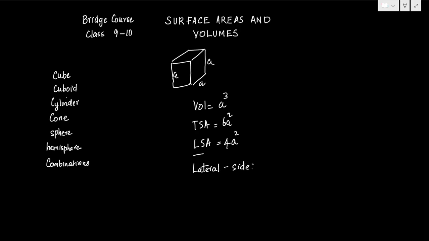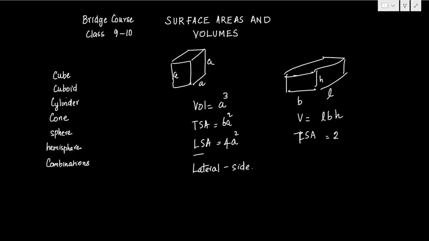Lateral surface area means side surface area. Lateral means side. Okay, so this is a cube, and of course, cuboid you must have seen so many times, so we will just go through that quickly. So length, breadth, height. Volume, of course, is length into breadth into height. And let's say the total surface area is 2 into (LB plus BH plus LH). The lateral surface area is just the side surface area, one side, two sides, and then there are two sides on the other side that are hidden. So it is 2 into (BH plus LH). That is the lateral surface area.